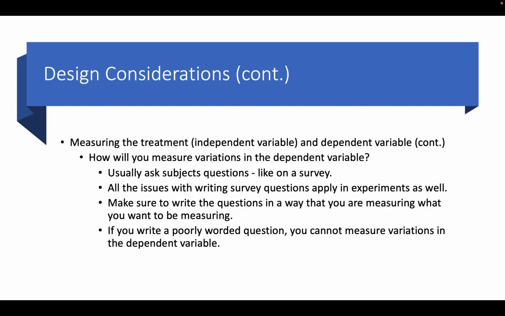Now, all the issues that are involved with writing survey questions apply in experiments as well. So we want to make sure we write the questions in a way that we are measuring what we want to be measuring. In other words, that we have valid questions. If we write a poorly worded question, then we cannot measure variations in the dependent variable.